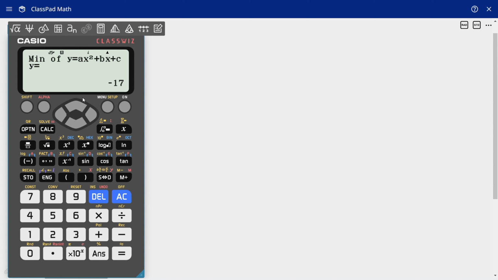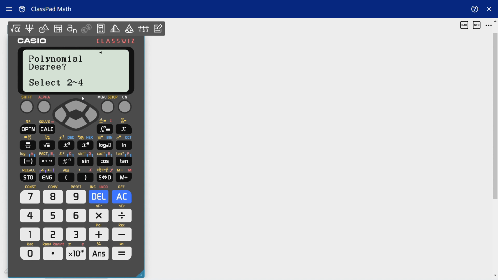So you can find this turning point using differentiation for when the gradient is 0, or you can even use this section in the calculator to find the turning point, which is the minimum, or if it's negative, it's going to say maximum, so max. But that is how the polynomial section works.